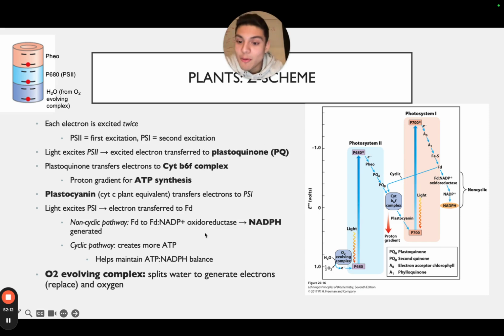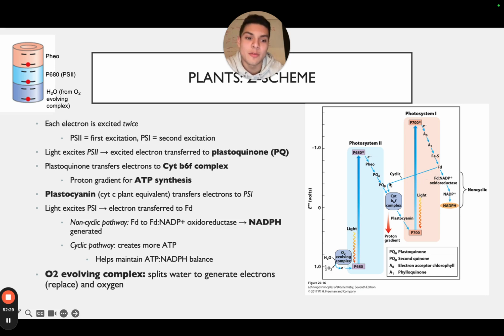One thing I wanted to note is that ferredoxin, or iron, is Fe. Ferredoxin can do a couple of things. It can either go a cyclic pathway, in which it'll literally go back to the cytochrome b6f complex and redo the cycle again, and it's cyclic.